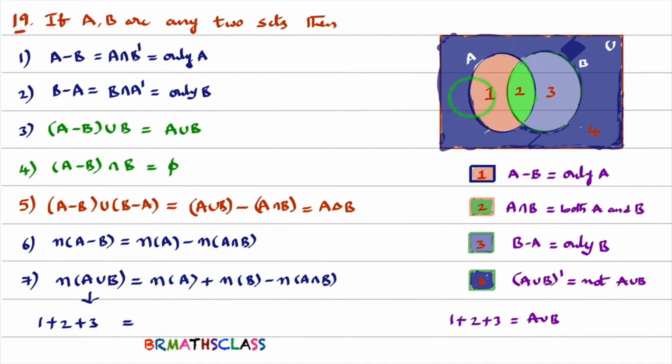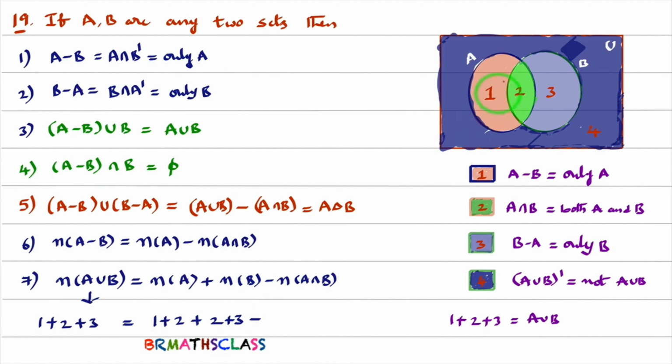Which area is set A here? 1 plus 2. Okay. N of B, the number of elements present in set B, that means 2 plus 3. This is not an exact proof. I am just trying to explain this result by using a Venn diagram.